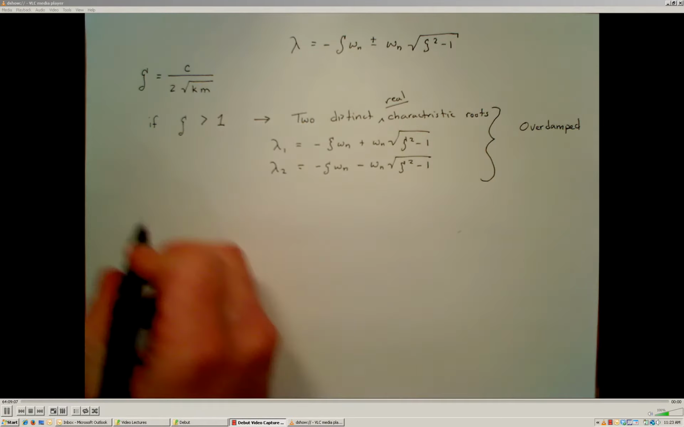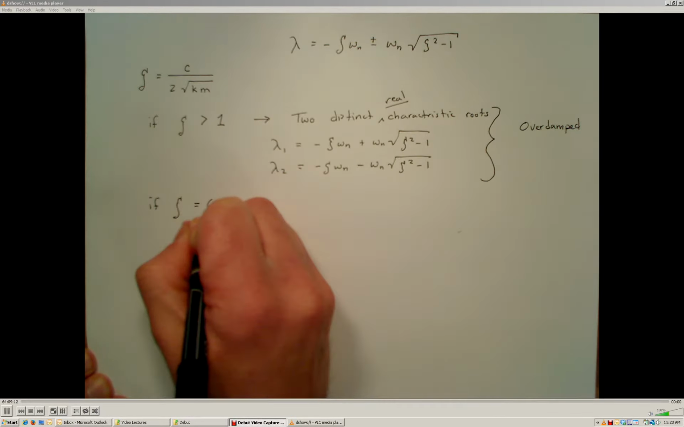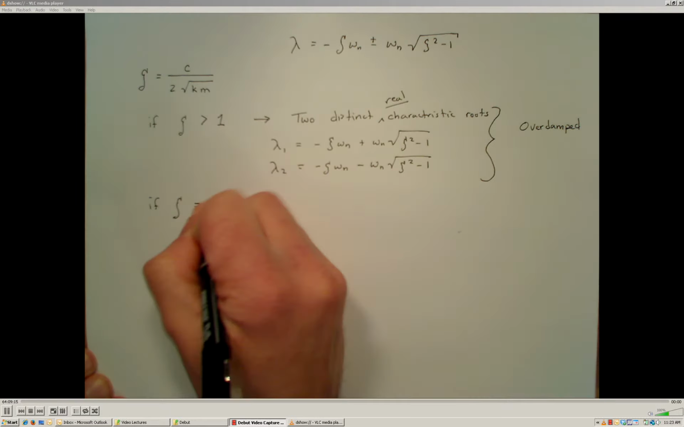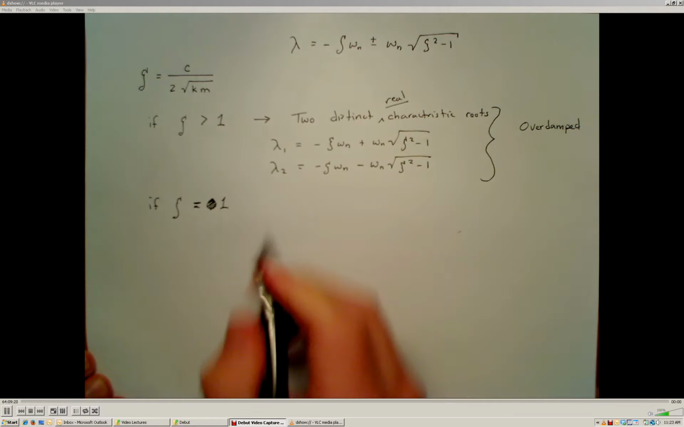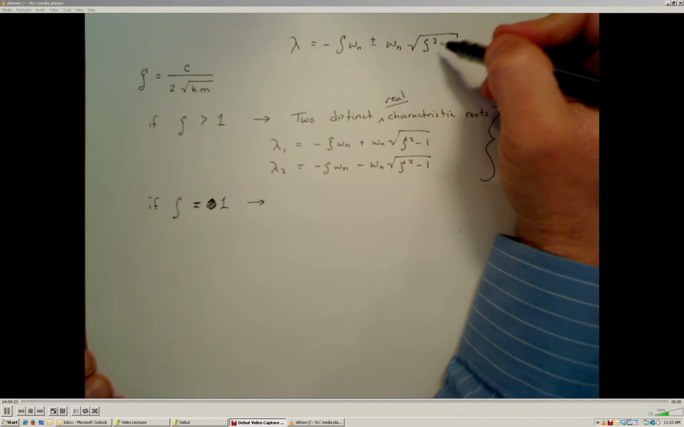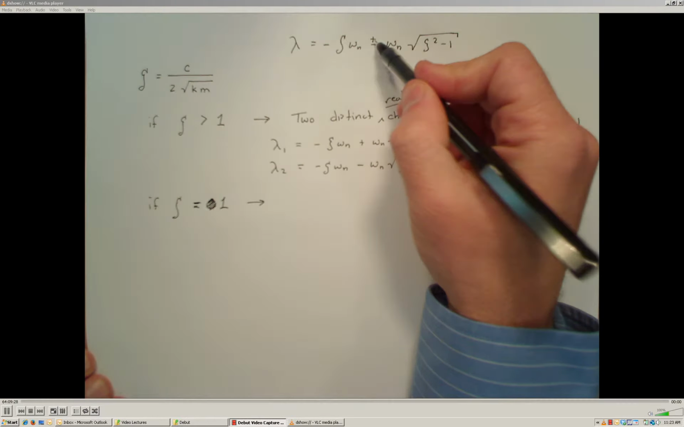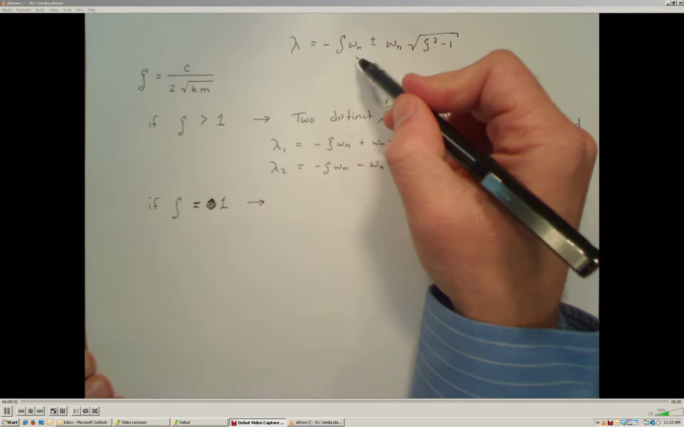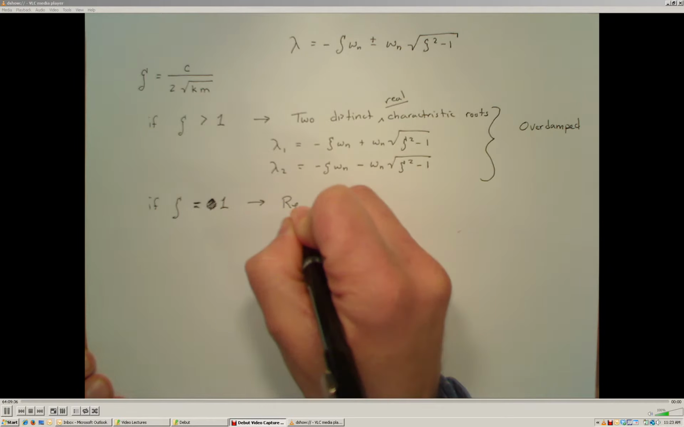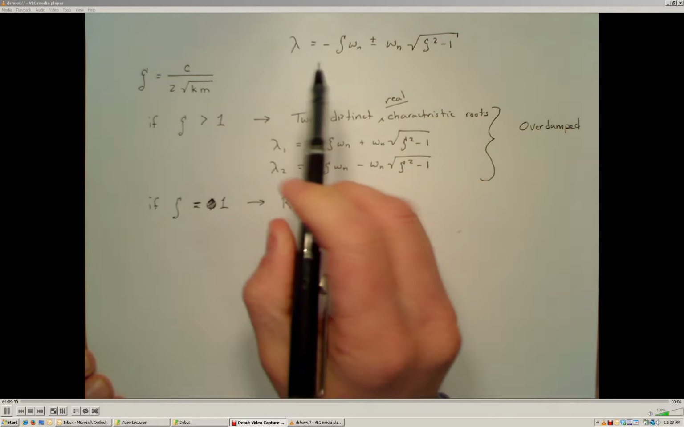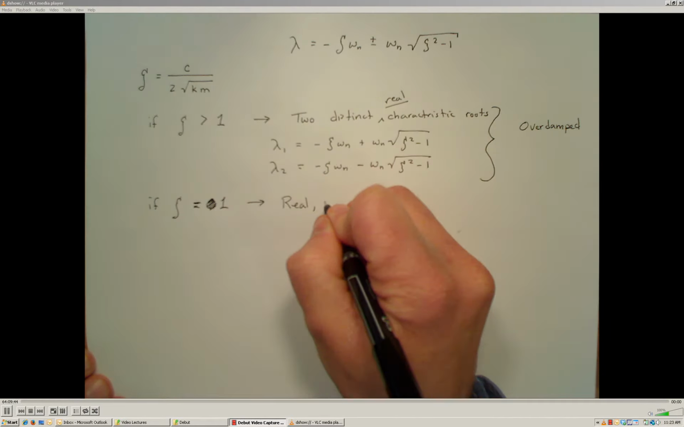The next case that we have to worry about is if the damping ratio is identically equal to 1. If the damping ratio is identically equal to 1, then this term under the radical becomes 0. Alright, and we have 0 to add or subtract to the damping ratio times the natural frequency. In that case, we have real roots, but the 2 solutions that we have, it'll be plus 0 and minus 0, so they're repeated.